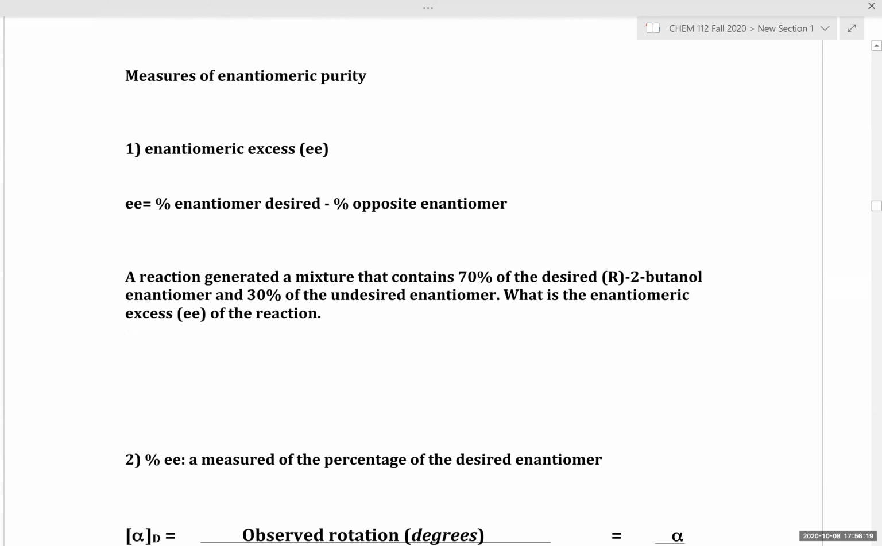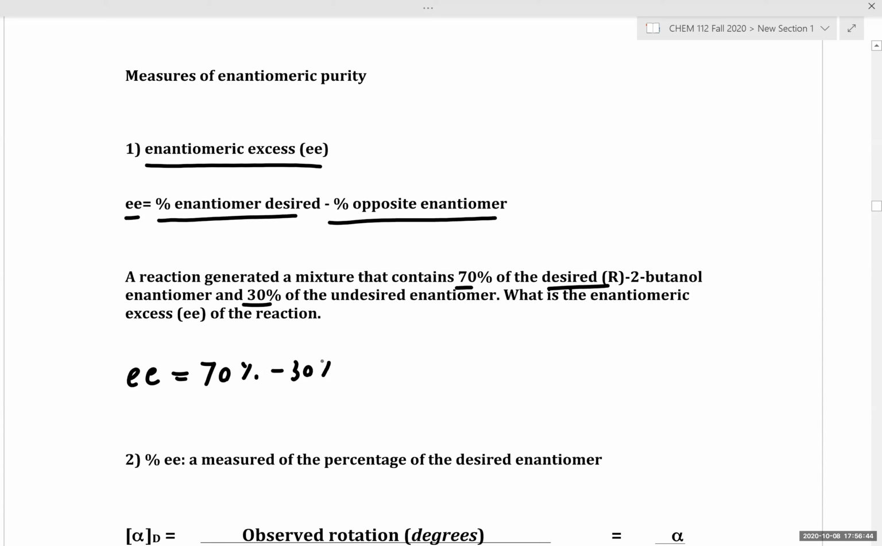In terms of measures of enantiomeric purity, enantiomeric excess, or EE, is defined as the percent of a desired enantiomer minus the percent of the opposite enantiomer. So for example, if your mixture has 70% of the desired enantiomer and 30% of the undesired enantiomer, EE would be 70% minus 30%, which gives us 40%.